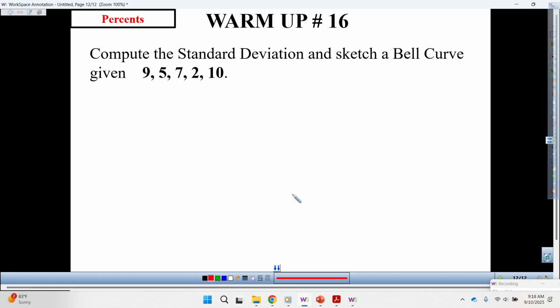All right, get us started, please. Aubrey, what do I do? Okay, go. Thank you. What is the next thing we do? Mean. So how do you find the mean? Add them all up. So 10, 19, 26, 31, 33 divided by 5, and that gives us approximately 6.6. Hands, you got 6.6?